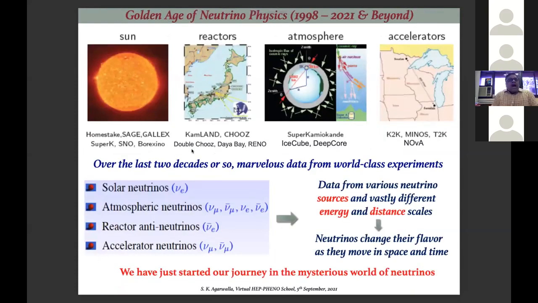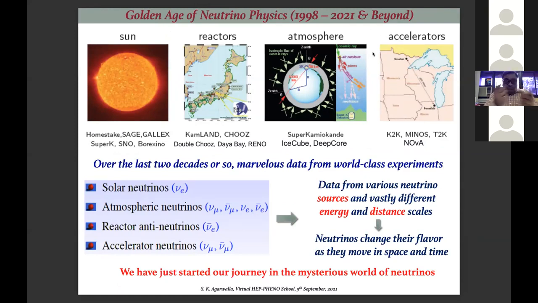So in the last 23 years or so, we are living in a golden era of neutrino oscillation physics. There is no doubt. Here you can see in the top left, we have the neutrinos from the sun. I will not read the names of the various experiments which have contributed to this field. Then we have neutrinos from reactors, rather electron anti-neutrino. And from the sun, we have electron neutrino.